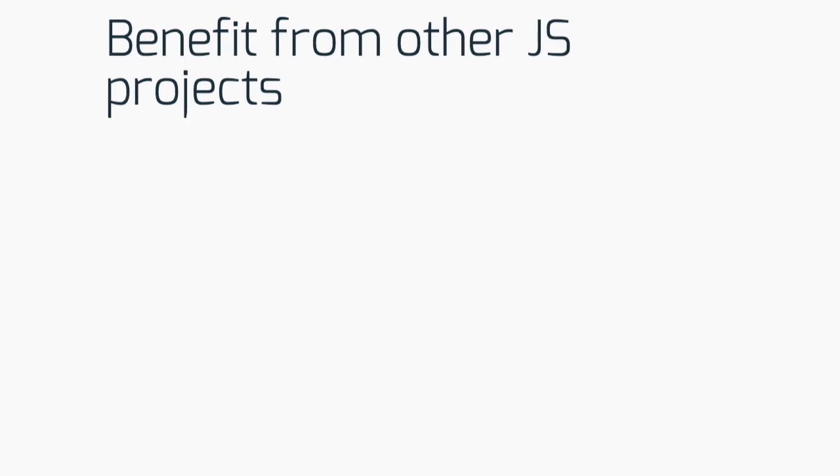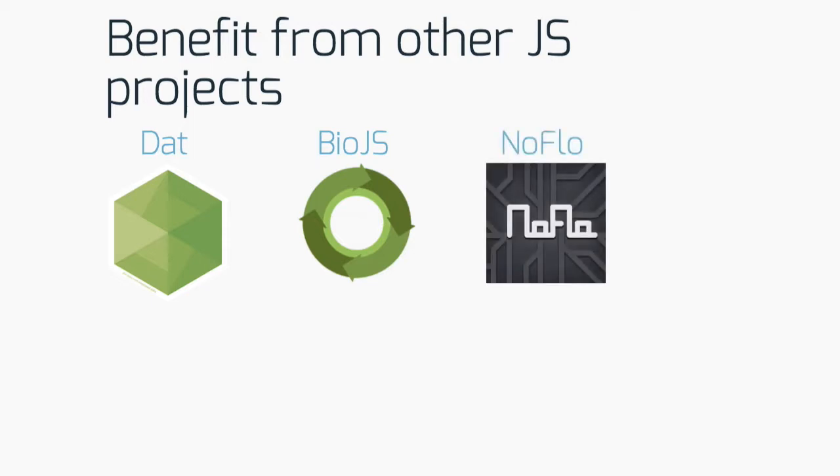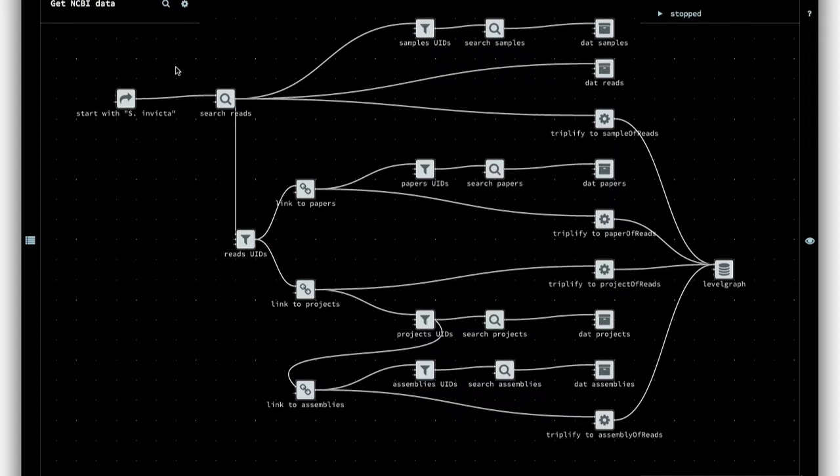Another reason is that JavaScript benefits from other projects. For example, there's the Dat team, and I use Dat for everything, and I integrate that with Bionode. There's also BioJS, so we collaborate with BioJS. We are trying to see if Bionode can be a pipeline thing and do all the analysis, and BioJS be at the end the visualization, the rendering of the data. But there are also other interesting projects, like for example, NoFlo. NoFlo allows you to build a pipeline and workflow interactively by drag and dropping modules. NoFlo doesn't support Node.js streams yet.